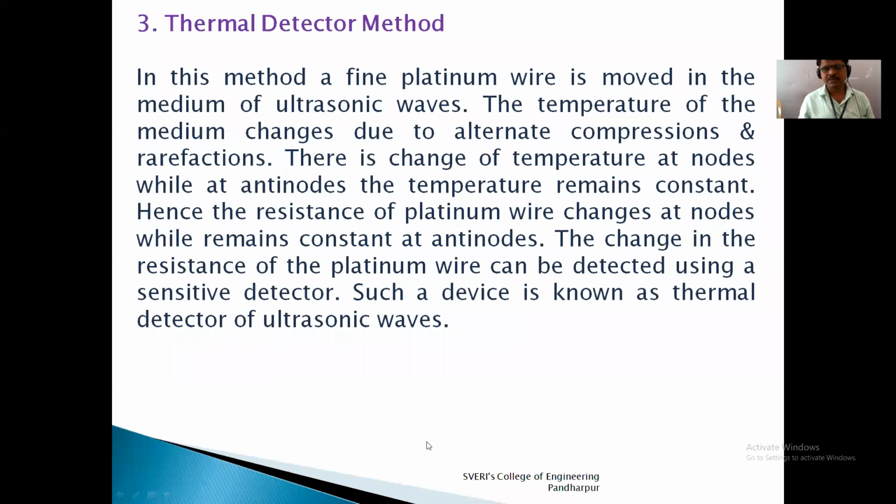And at the antinode, it remains constant. There is no change in the resistance of the platinum wire. There is no change in temperature, which means there is no change in the resistance of the platinum wire at antinodes. So this is the third method. It is called the thermal detector method.